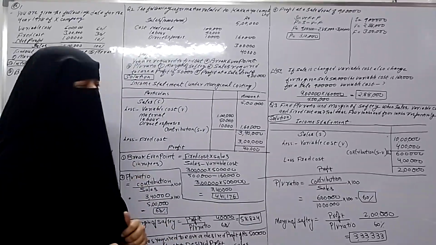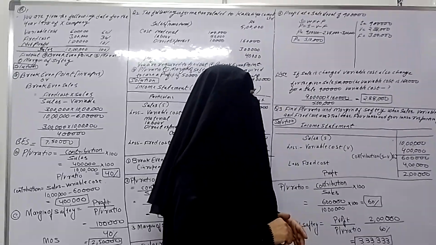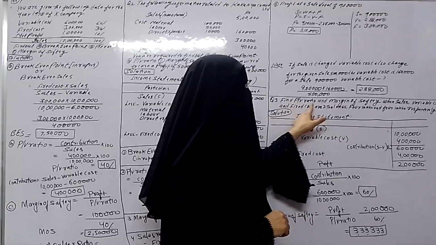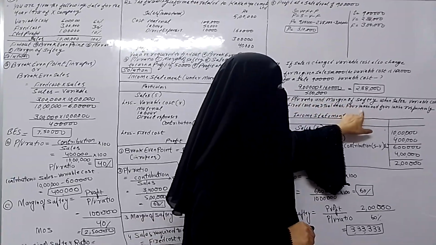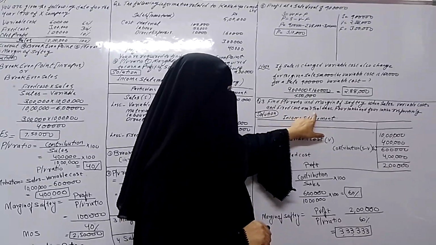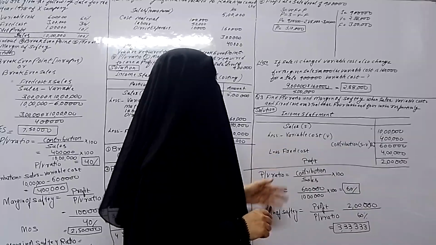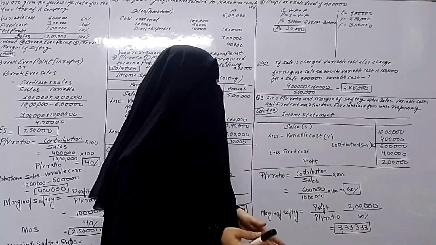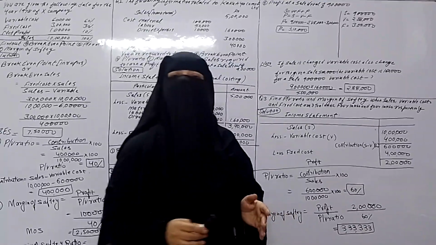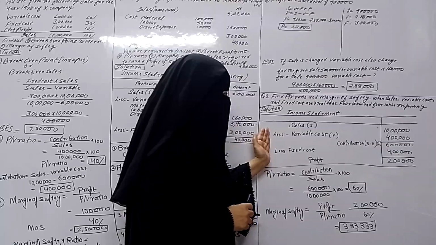Now one more question is there, and this is also very important from your examination point of view. Maybe in short questions he will ask you to find PV ratio and margin of safety when sales, variable cost and fixed cost are 10 lakh, 4 lakh and 4 lakh. So in the question, sales is given as 10 lakh, fixed cost 4 lakh, and variable cost 4 lakh. First we prepare the income statement.